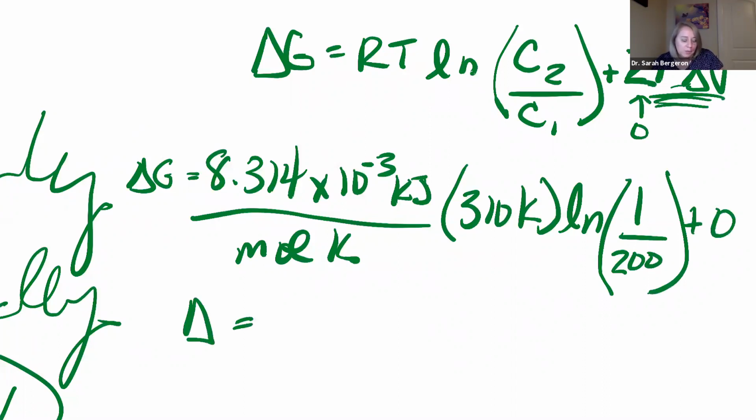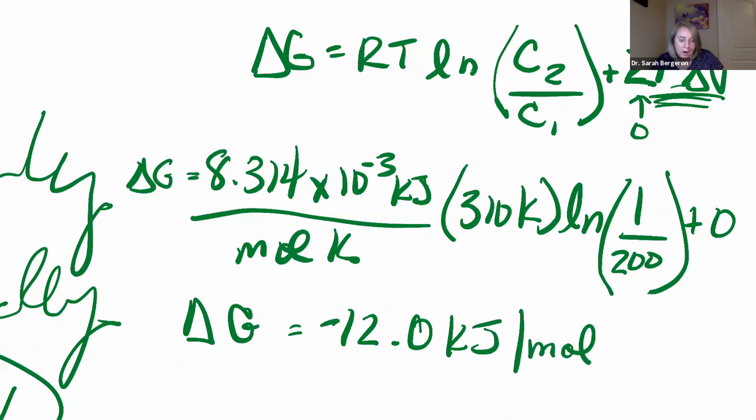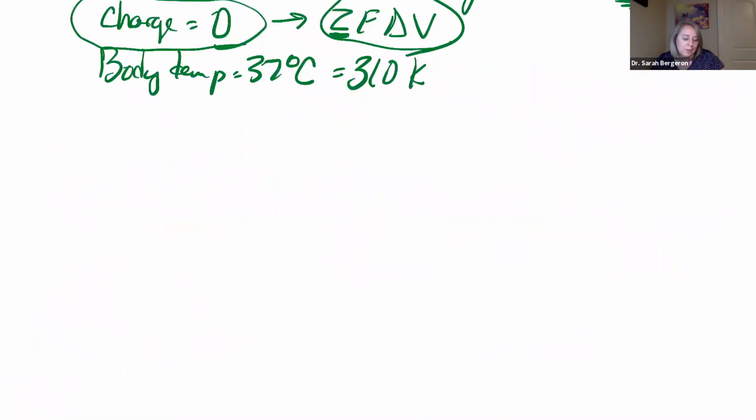So what you should get for a delta G is something that is negative 12.0, check my math, kilojoules per mole, right? So that means that you're going to have passive transport. This delta G is negative. It's going to be spontaneous. So you're not going to have to couple it, right? So let's do another example.